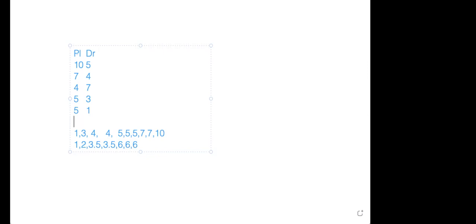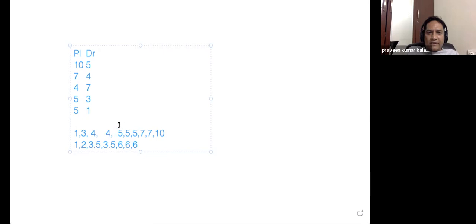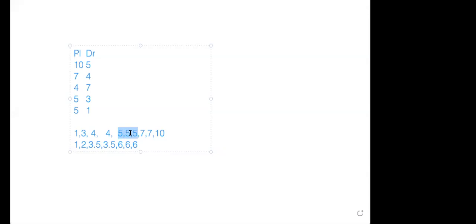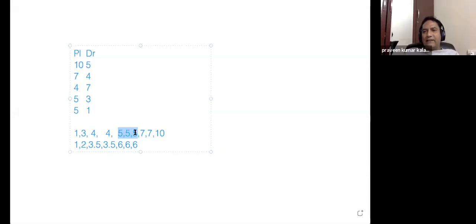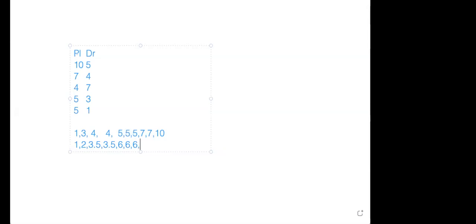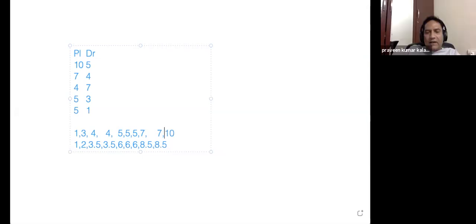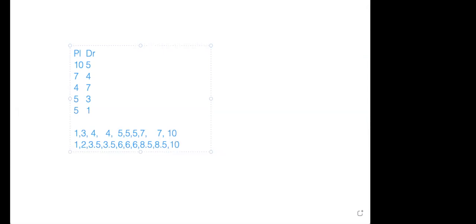Let me take this stock here. If you're talking about these 3, it is rank 5, 6 and 7, so 5 plus 6 plus 7 divided by 3 is 6. Then 8.5, 8.5, for 8 and 9. And what about 10? It is 10. Yes.